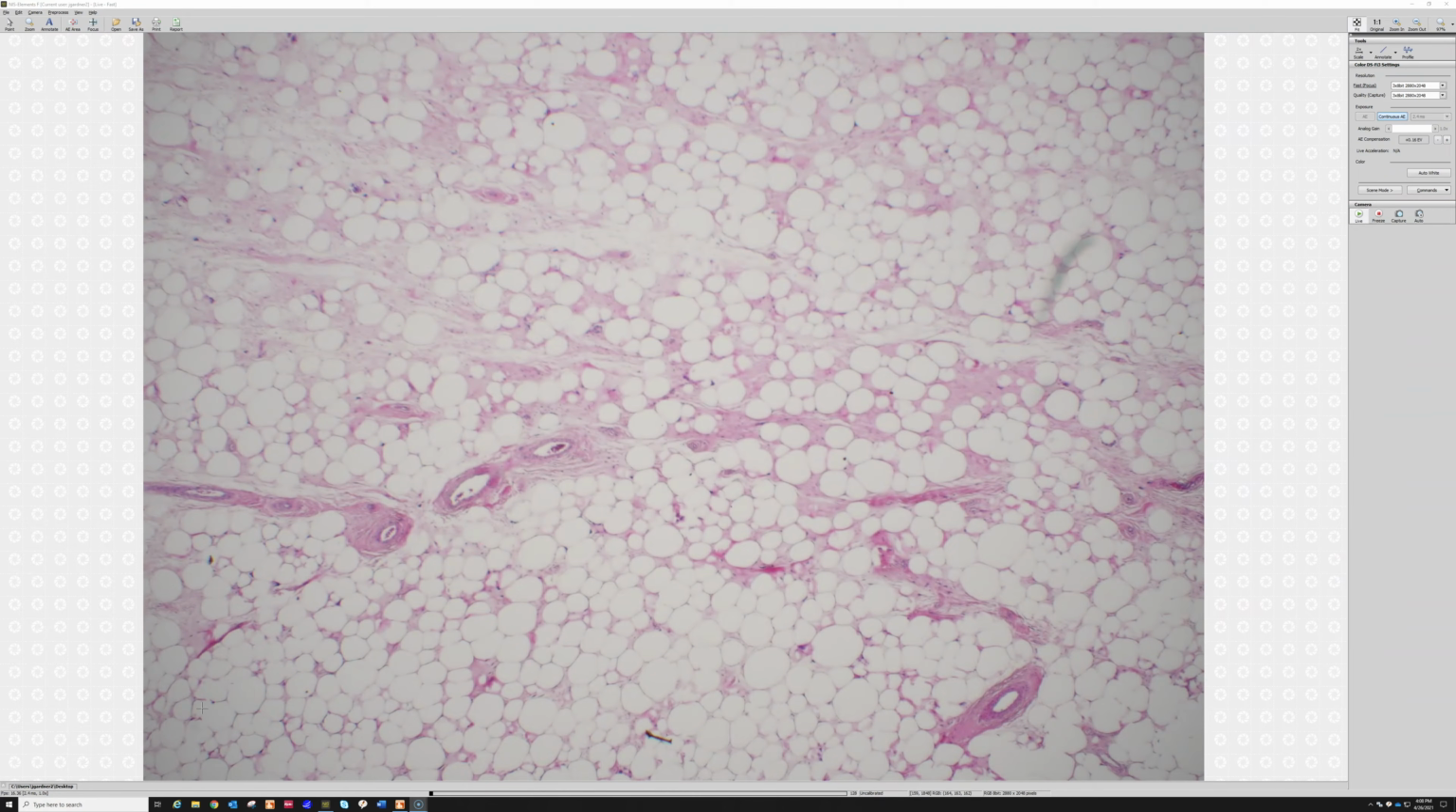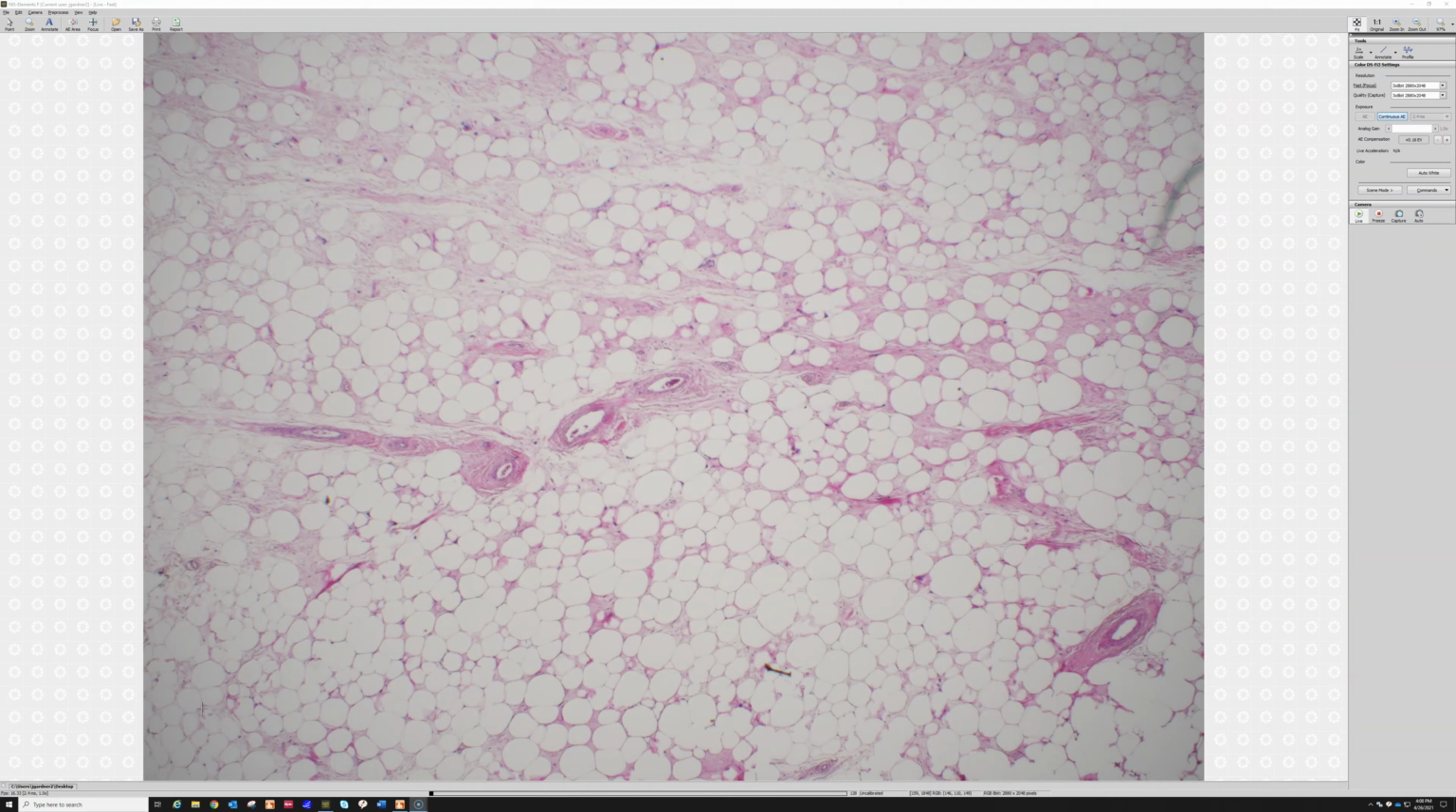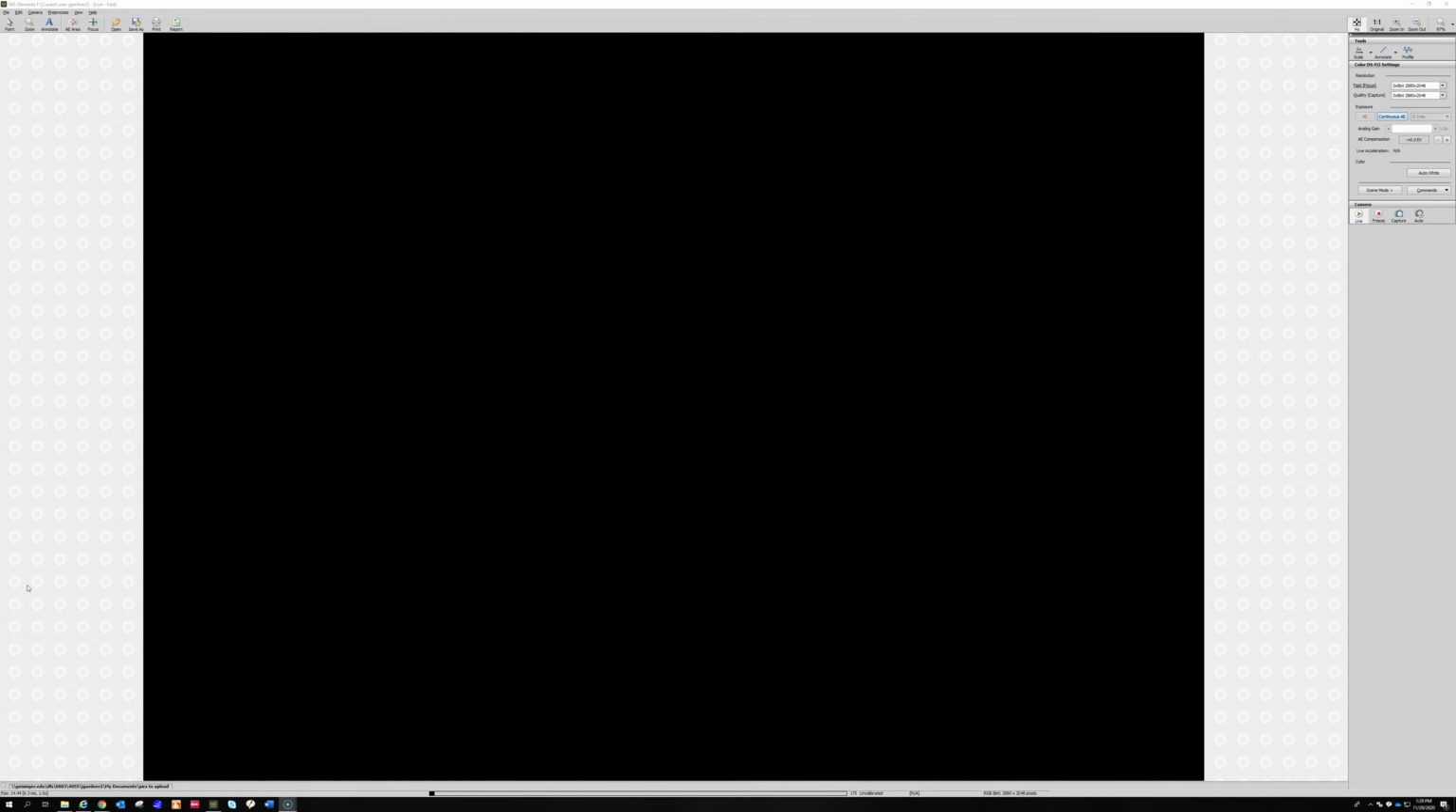So, well-differentiated liposarcoma, aka atypical lipomatous tumor. Let's see, number 3 is a 24-year-old with a slow-growing hand mass. Let's see what we have here.